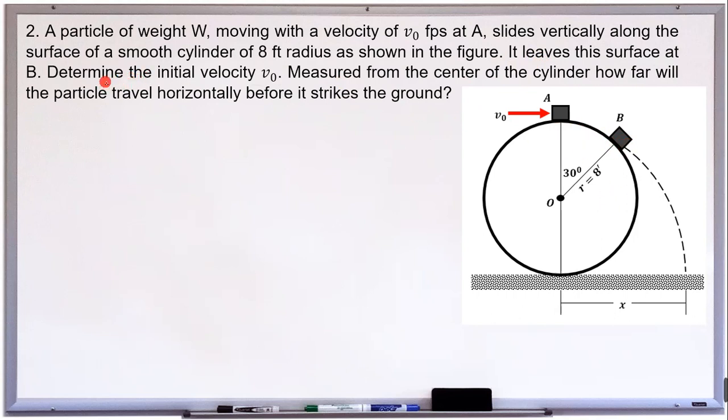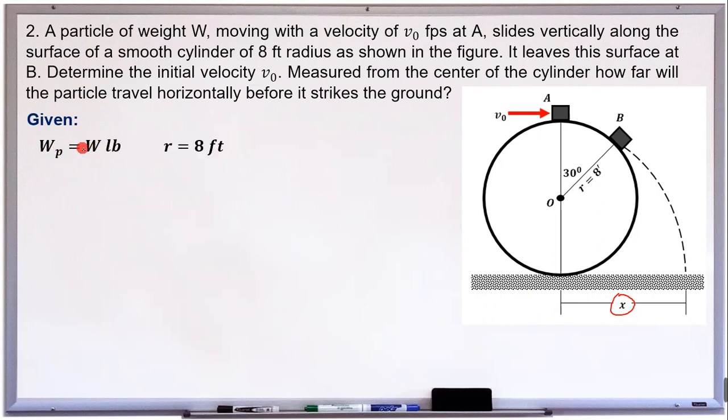Now the question is, first, so we have two requirements. First is determine the initial velocity v naught, then measured from the center of the cylinder, how far will the particle travel horizontally before it strikes the ground? What does it mean? In our diagram right here, it means the horizontal distance measured from the center of the cylinder towards the point where it strikes the ground, and that is our x in our diagram. So we are going to list the given parameters.